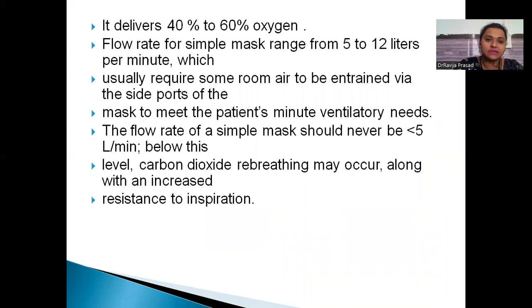Now, the oxygen mask delivers 40% to 60% oxygen. The flow rate for a simple mask ranges from 5 to 12 liters per minute, which usually requires some room air to be entrained via the side ports of the mask to meet the patient's minute ventilatory needs. The flow rate of a simple mask should never be less than 5 liters per minute.